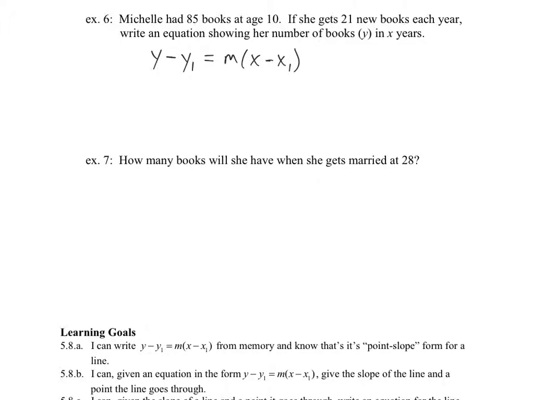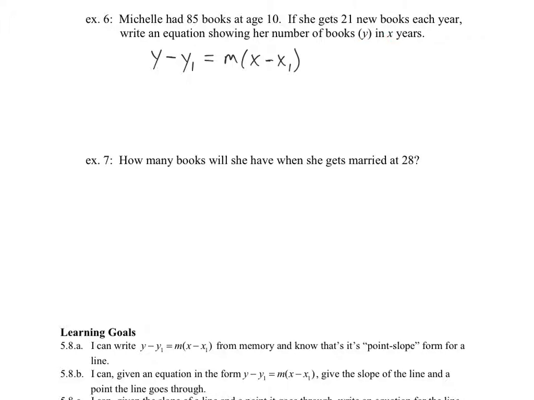Okay, so we want to take this thing here. We need to figure out what our point and what our slope is. So if we're looking at this here, Michelle has 85 books at age 10. If she gets 21 new books each year, I don't know, this probably isn't accurate. Write an equation showing her number of books, y, in x years.